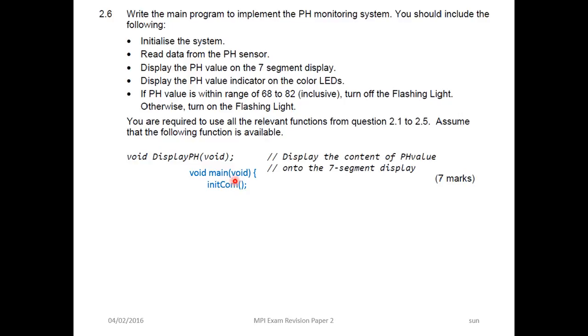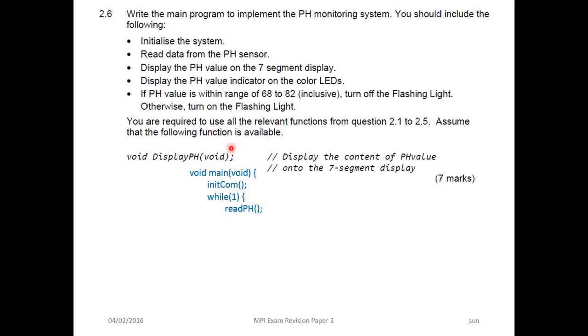In embedded systems, once we have initialized the system, we will write the main part of the program in a while loop, so that it will repeat the task forever. We begin the main task by reading data from the pH sensor. Recall that we have written a function in question 2.4 to perform this task, and that's the readpH function. Not to be confused with the readCh function that reads 1 byte of data from the serial port.